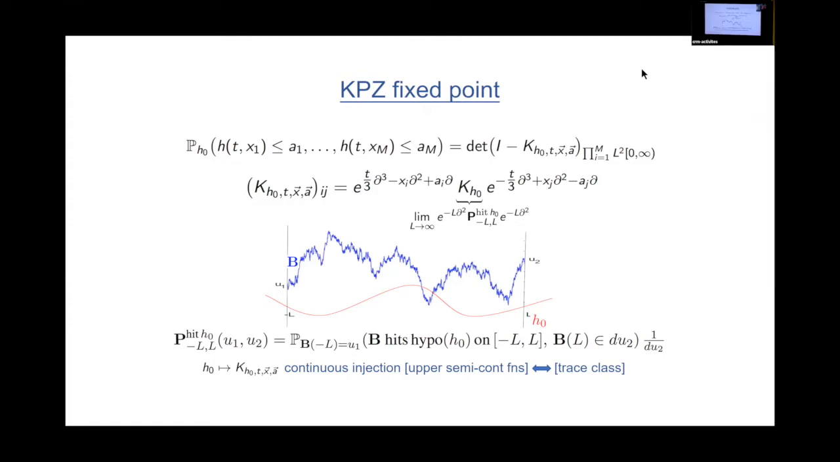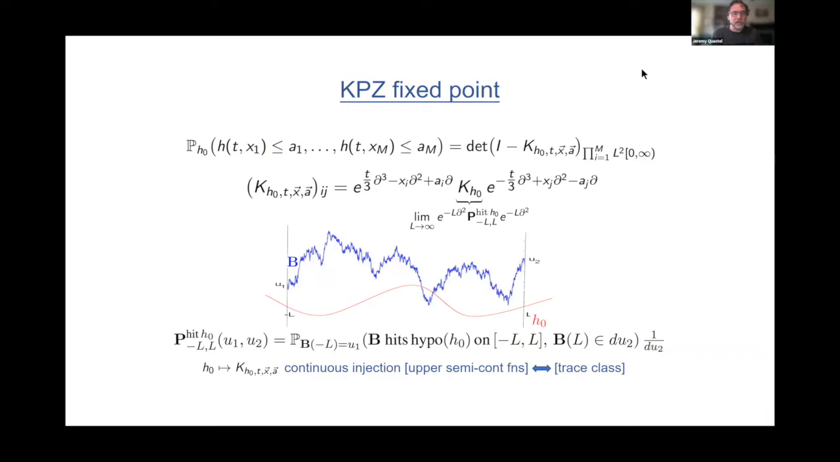The KPZ fixed point is a special invariant Markov process, which sits in the middle of the KPZ universality class and has hiding in it all the famous GUE and GOE Tracy-Widom distributions and things like that. Its transition probabilities are given here. The height function is a Markov process of evolving height functions. You could just take a derivative and have it as evolving U's instead, but I'm writing it like this. It wants to be written like this.